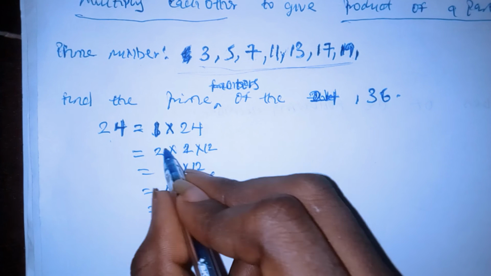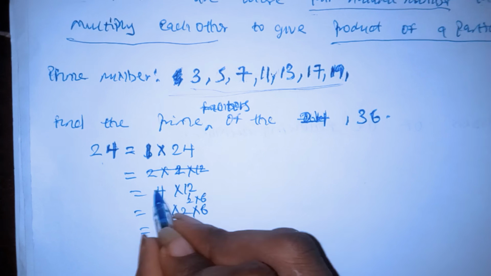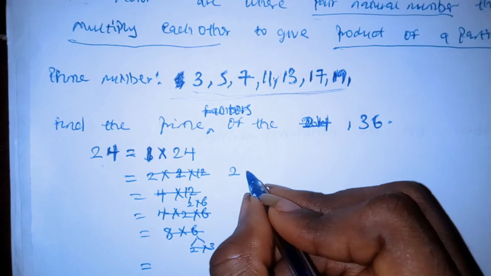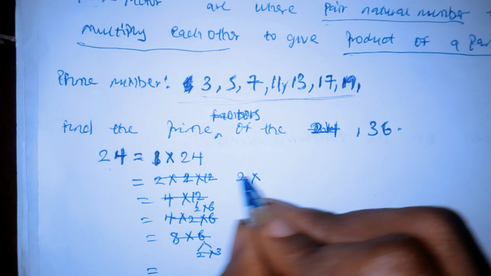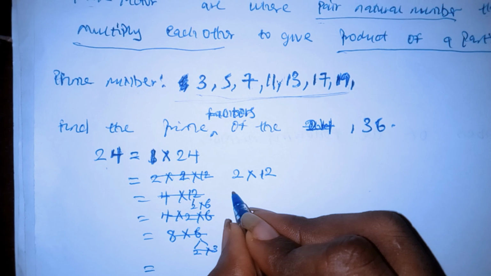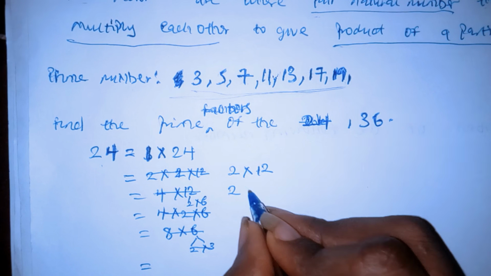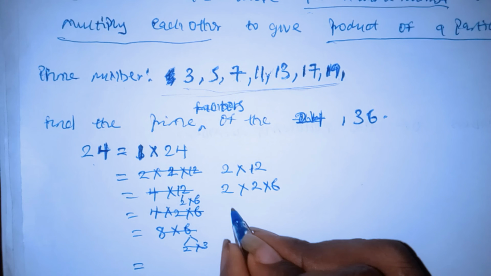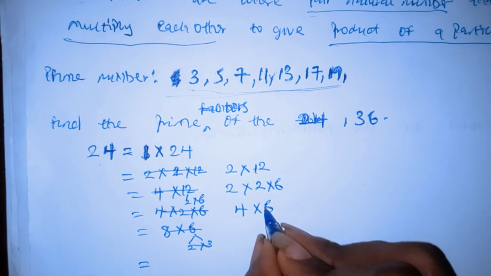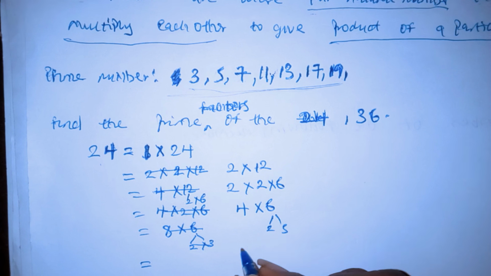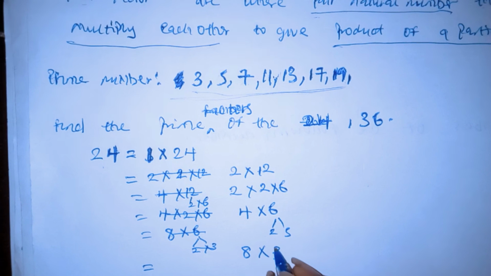There's an error here, because I was surprised. It's going to be 2 by 12, and this is 6, and this is going to be 4 by 6, and this is going to be 2, and which is going to be 8 and 3.